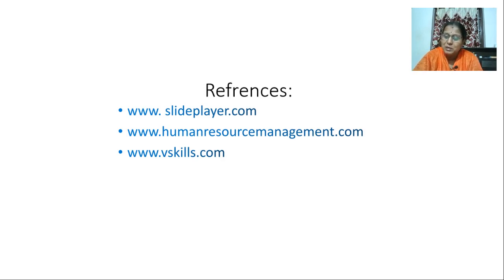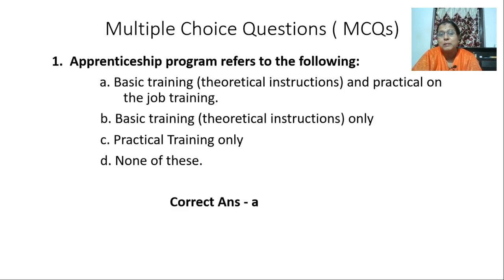Now these are the references I have made, students. And coming back to the multiple choice questions here: apprenticeship program refers to the following: the basic training and the practical on the job training, basic training and theoretical instructions only, and practical training only, none of this. Actually, apprenticeship, as I told you, is one of the on-the-job training, very important, popular actually. So in on-the-job training, the trainee will be working with the company itself. So he'll be given the training along with his job. So there's a basic training, the theoretical instructions, which is practical on-the-job training.